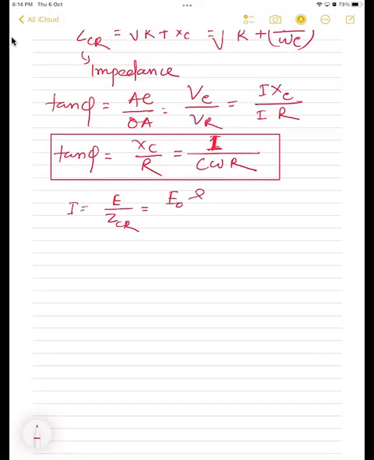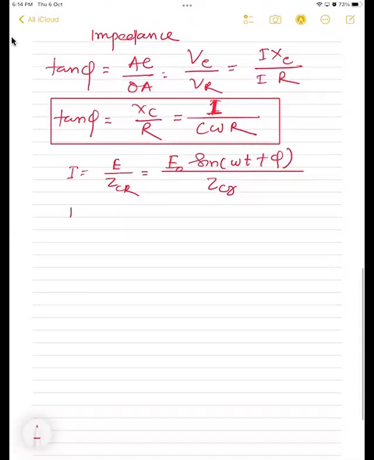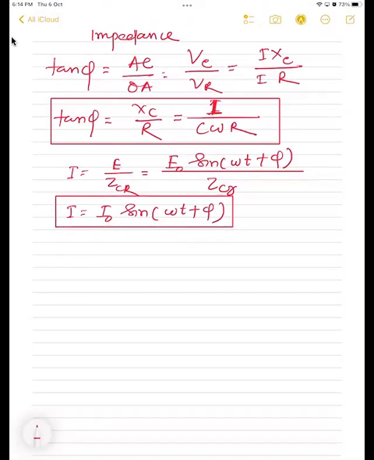That is E naught sine omega, but it's not exactly omega, there is something phi, right? By ZCR. So we can write I is equal to what? I naught sine omega t plus phi. Correct?